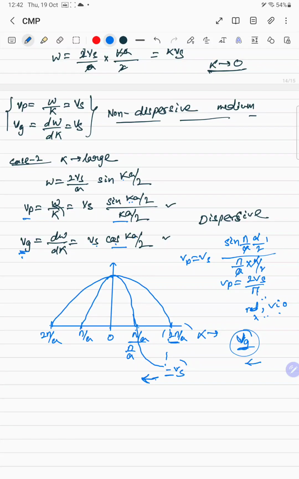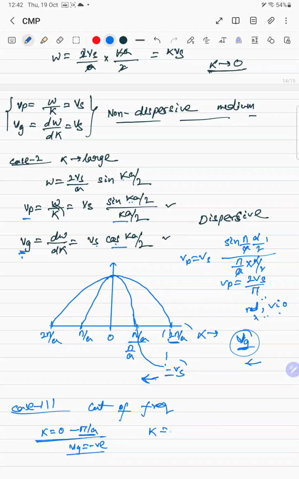Clear? So let's take case 3, that is cutoff frequency. So what is the cutoff frequency? Inside the solid, for k equals 0 to pi by a, this wave can travel. After pi by a, Vg is negative, that means the wave is reflecting back. That means the limit is k equals plus minus pi by a. So basically the limit is 0 to plus minus pi by a.